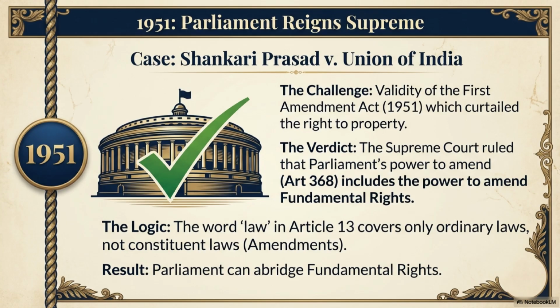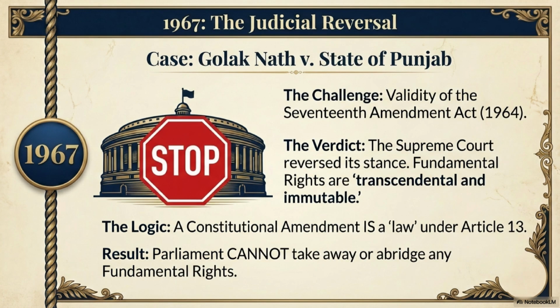Correct. And for a while, this wasn't a huge problem because the people in Parliament were largely the same people who wrote the Constitution, the freedom fighters. There was a trust that they wouldn't abuse this power. But as we know, legal history is rarely a straight line. Power dynamics change. So let's fast forward about 16 years. It's 1967. The political landscape is fracturing, single-party dominance is fading, and the Supreme Court is about to change its mind.